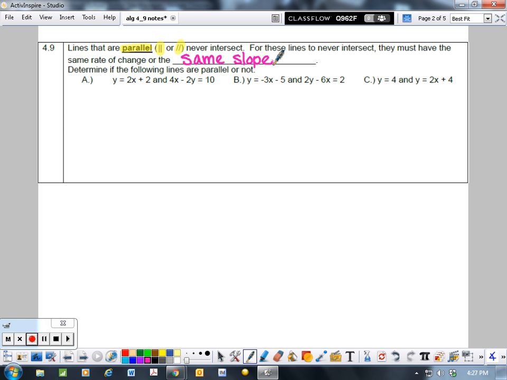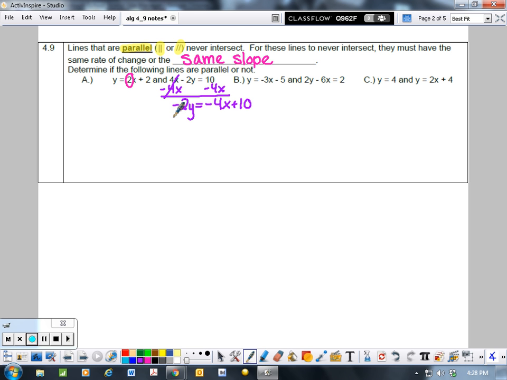So in my first equation here, I have y equals 2x plus 2. My slope is 2 on that line. What I'm going to do now is take a look at my second line, and I want to see if this has the same slope. So I have 4x minus 2y equals 10. So we've talked about this before. We're going to move the x to the other side. So that cancels out. I'm left with negative 2y equals, now remember these are not like terms, so they cannot combine. So this is negative 4x plus 10.